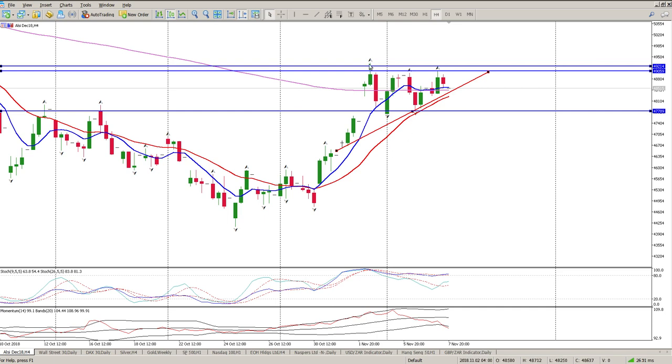Okay, now being on the 4-hour chart at the moment, you'll notice we are still above the moving averages. Okay, moving averages have come together, and we're also still above the 200 EMA.